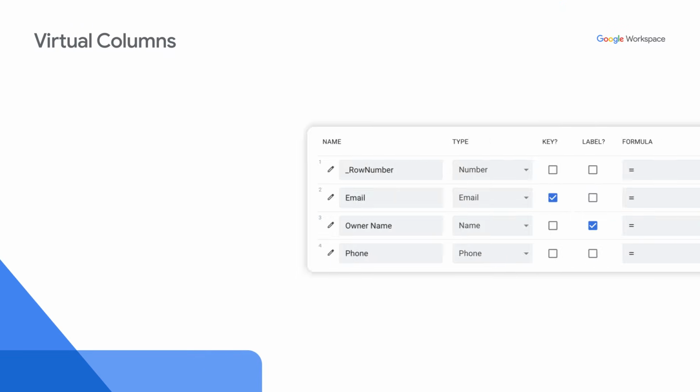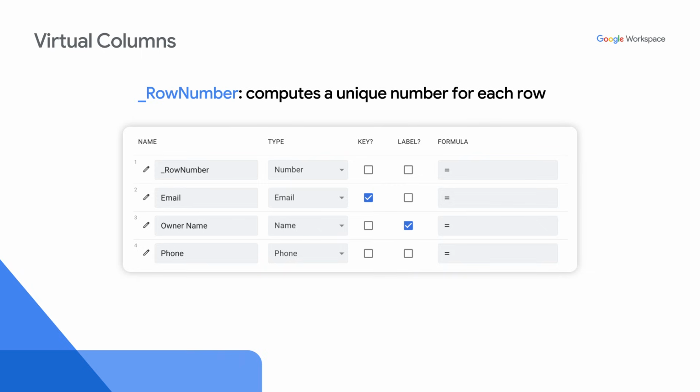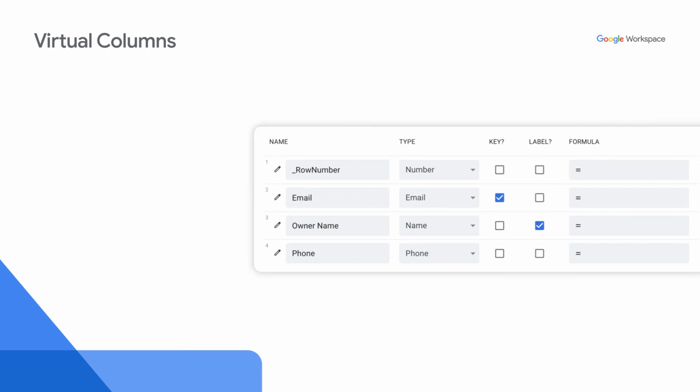Virtual columns are automatically added when a table is first added to the app or when the table structure is regenerated. A virtual column is a column that doesn't correspond to an actual column in the underlying spreadsheet or table. Instead, it is a column whose value is automatically computed via an app formula expression. Sometimes virtual columns are system generated and you'll see them show up in your column structure. Examples of automatically added virtual columns are row numbers, which compute a unique number for each row.